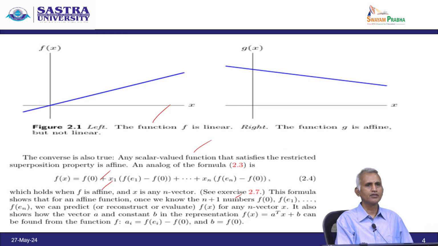So, it also shows how the vector a and the constant b in the representation f of x equal to a transpose x plus b can be found from the function f, such that a i equal to f of e i minus f of 0, and b equal to f of 0. So, this is the important thing to note, to identify where the function is affine and where the function is not affine.